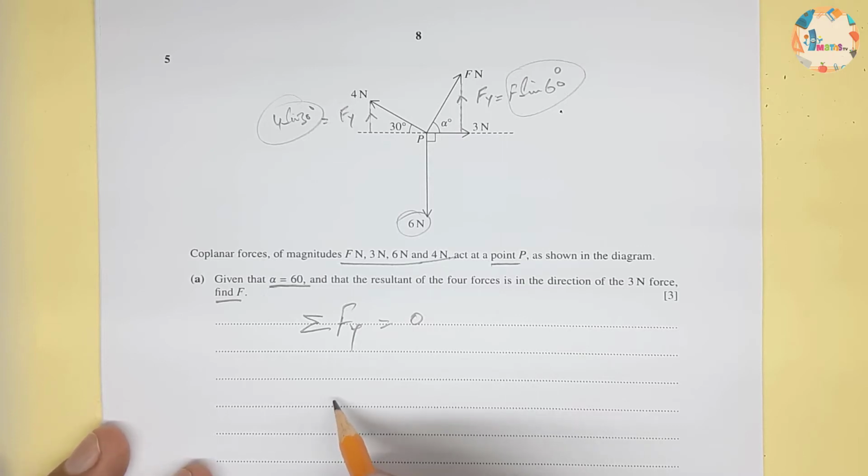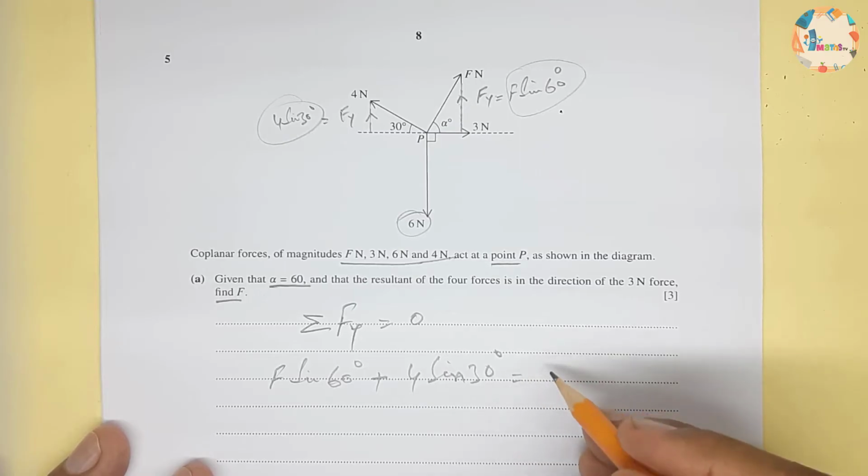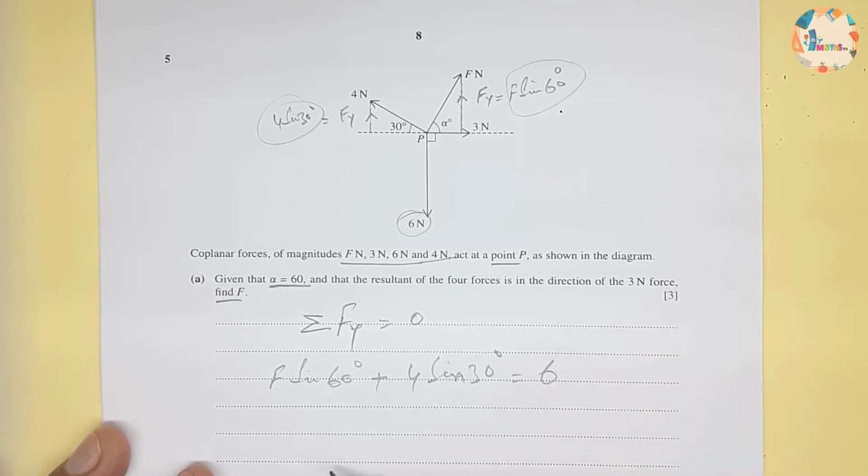So what we can do, we can write this one. It will be F sine 60 degrees plus 4 sine 30 degrees is equal to 6. Now F will be equal to what? We will shift this to the other side. So it will be F is equal to 6.